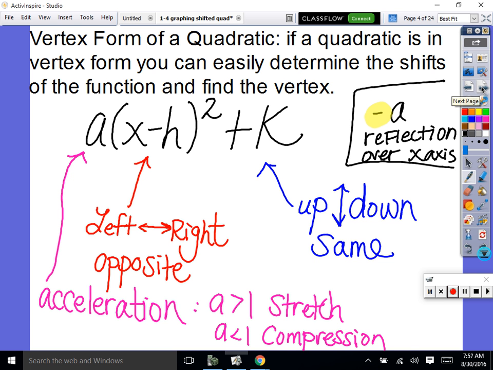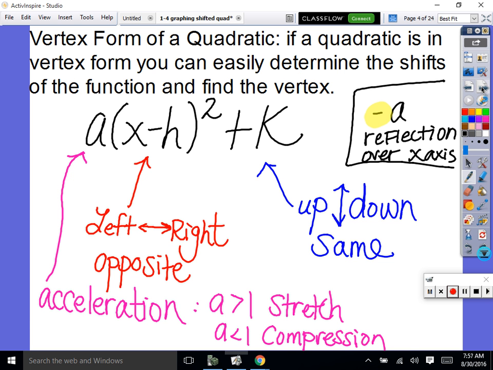So vertex form of a quadratic, like I just said, looks like this: a times (x minus h) squared plus k. If it's in vertex form, it's easy to graph. And how we graph it is, first of all, we have to be able to identify how shifting works for a quadratic. That's what we're going to focus on first, before we graph it.